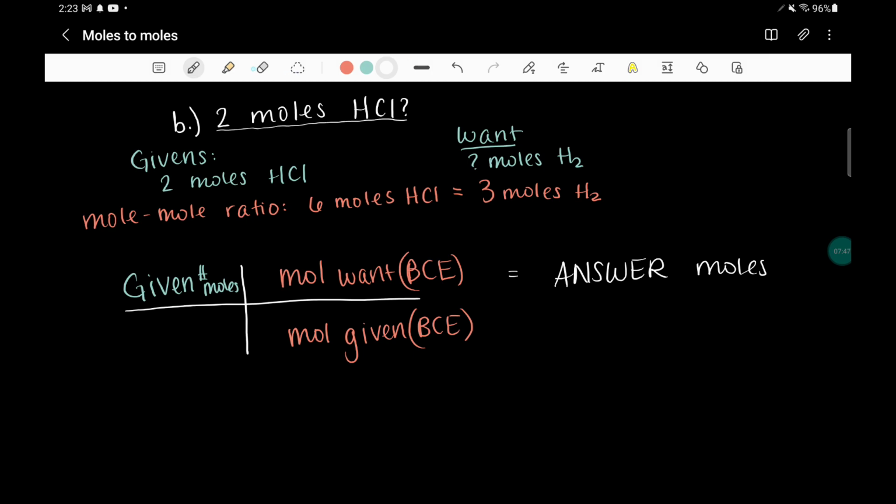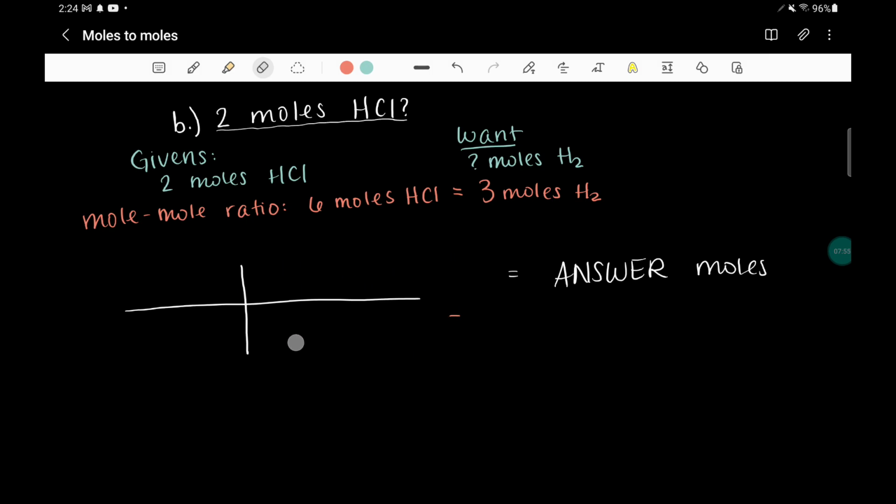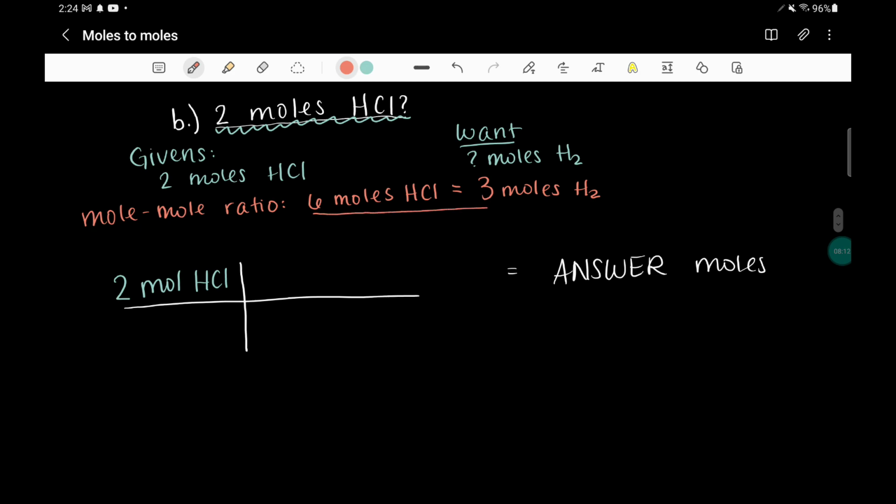Okay, so now let's take a moment, and you can pause your video and try to plug it in and chug that and see how you get. So I'm just going to go ahead and delete this and plug this in for myself. So we're going to start. We were given in this problem 2 moles of HCl. Then we're going to plug in our mole ratio. Our mole ratio is 6 moles of HCl equals 3 moles of H2.